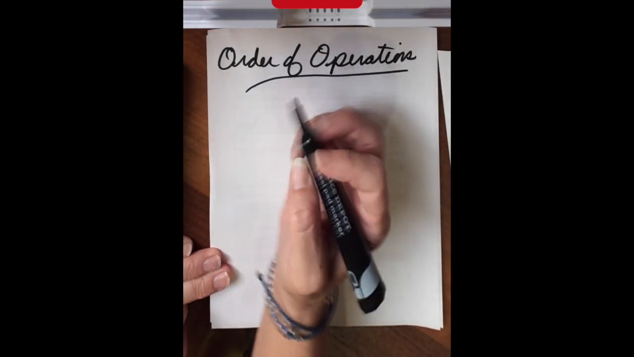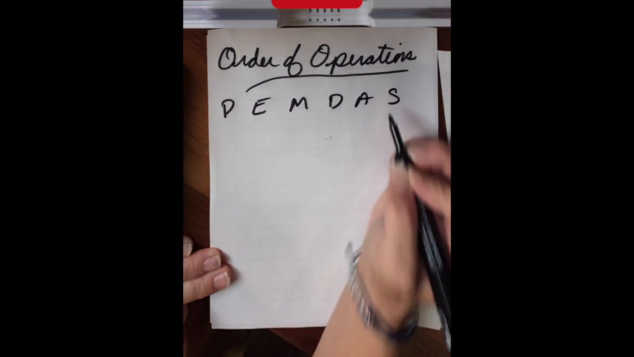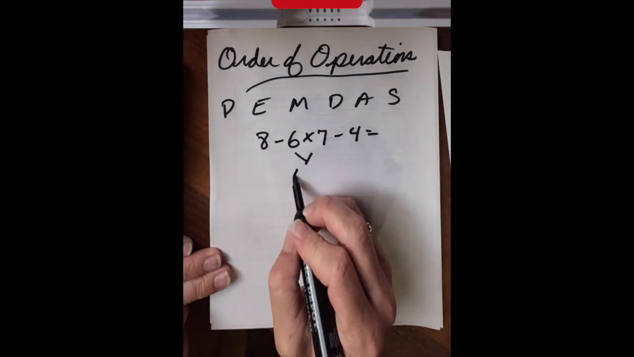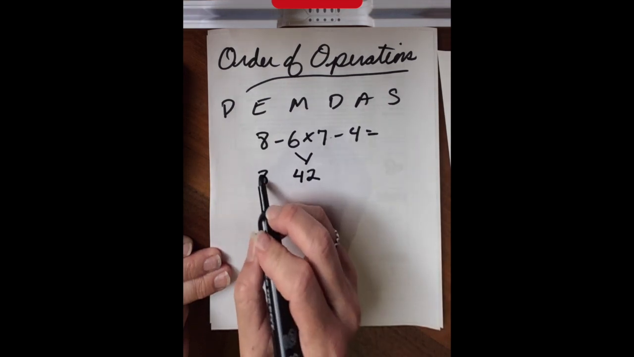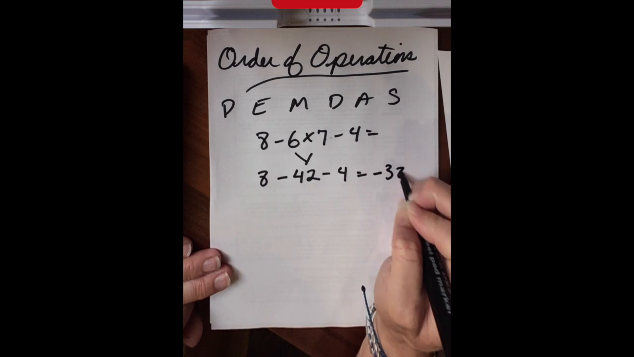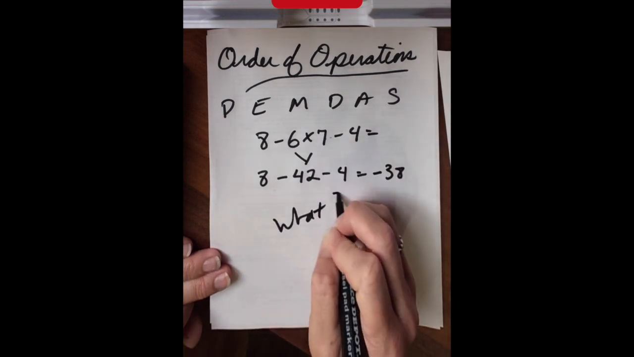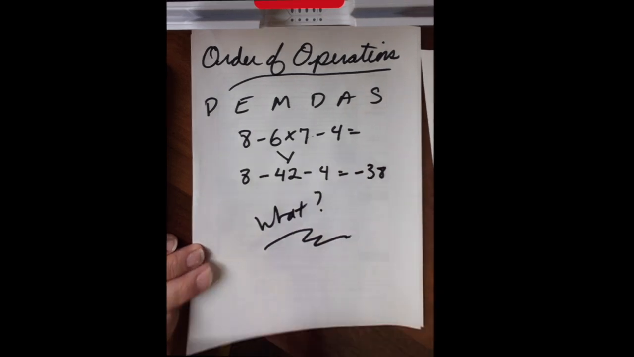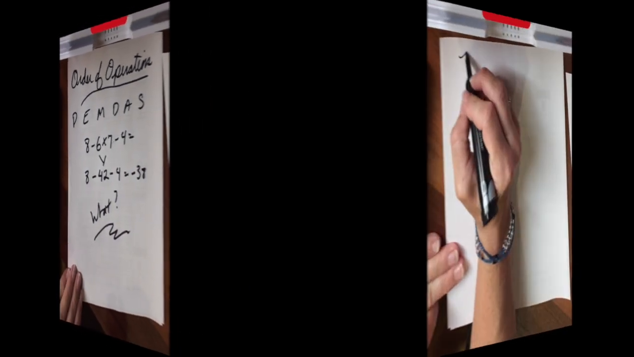Now let me show you how to do it in the right way using the rule of the order of operations. I'm going to give you the same problem and I'm going to give you the right answer. Watch this. Always do multiplication first. Then do addition and subtraction. Wait, hold on a minute. 8 minus 42. Wait, I'm going to end up with a negative number.